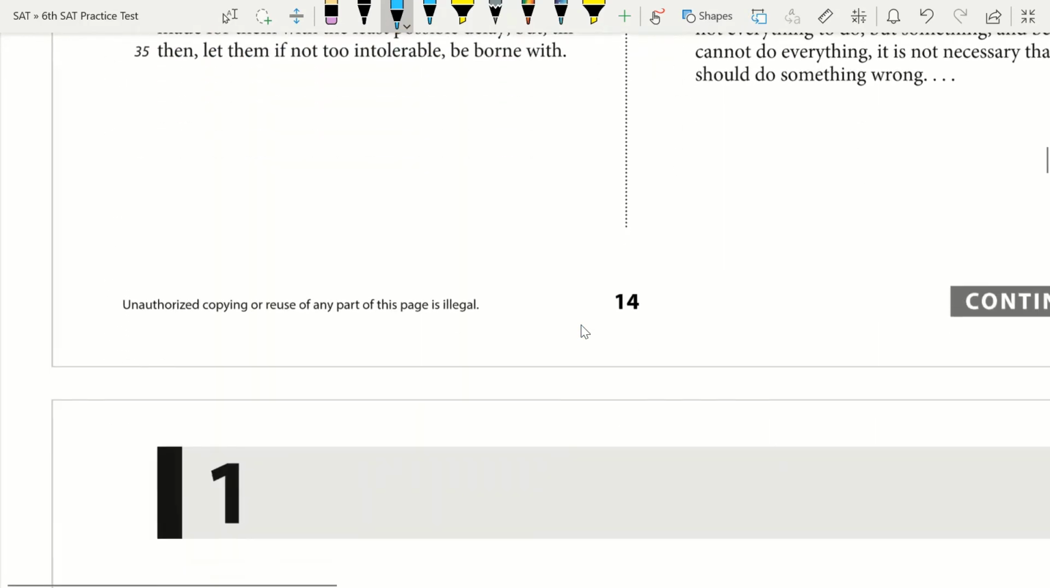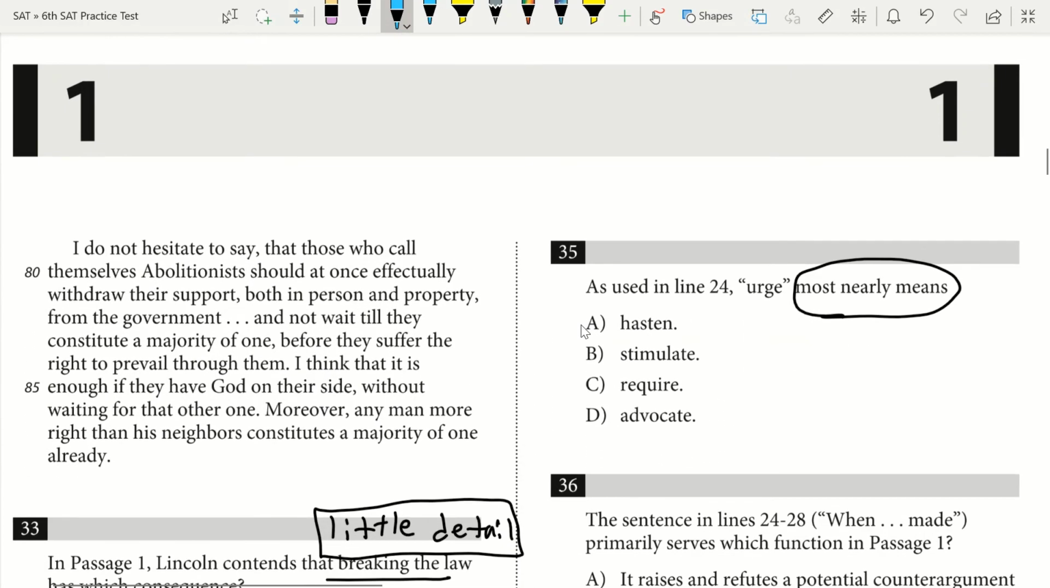Arguing would be my secondary choice. Let's see if we have any of those. We see we do have advocating right here. So D would be our answer choice for 35. We wouldn't say that he's hastening people to obey laws or stimulating them to obey laws or requiring them to obey laws, but he is advocating for it. So D would be our answer for 35.